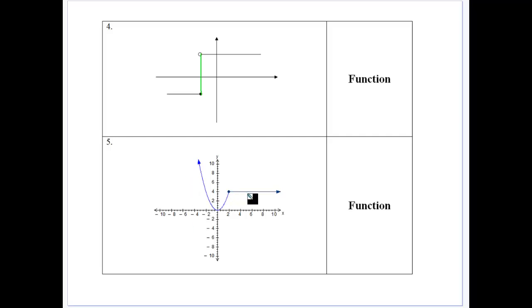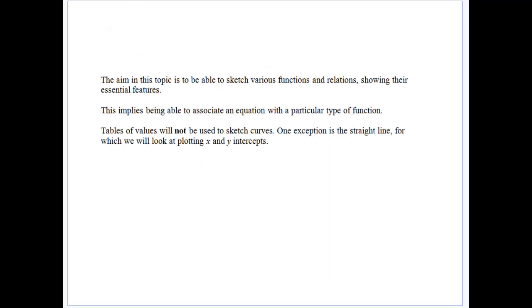This one's a function, even though it's a really weird looking one. It's what we call a piecewise function, because it depends on our values of x. We take different expressions for y. So that's a function there.